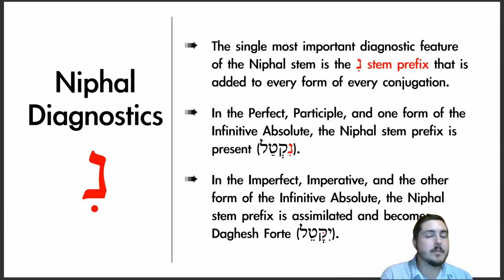The Nifal stem diagnostic features. The single most important diagnostic feature is the noon prefix, right? Prefix meaning coming before. That's on the perfect of the Nifal stem and the participle and one form of the infinitive absolute. Okay. So that's a telltale sign. However, when you have the Nifal stem and you're looking at the imperfect, the imperative, and the other forms of the infinitive absolute, that noon is what is called assimilated, meaning that it disappears.